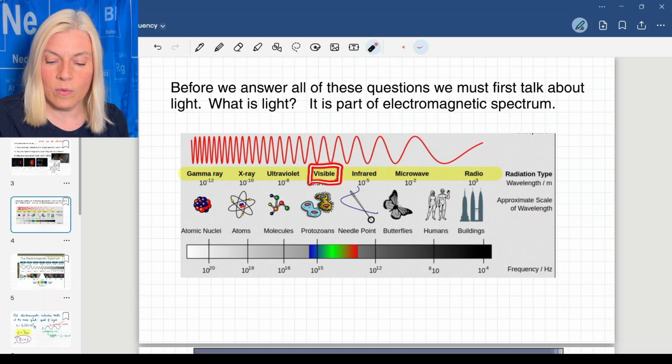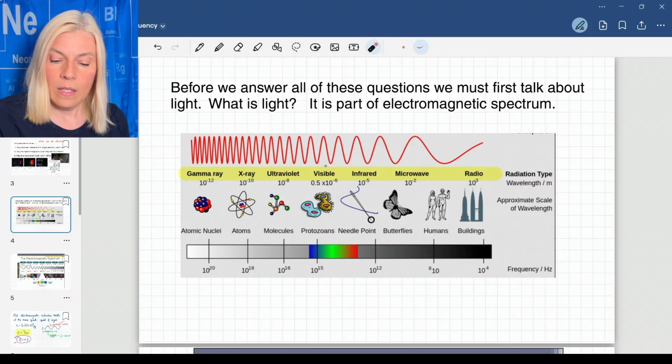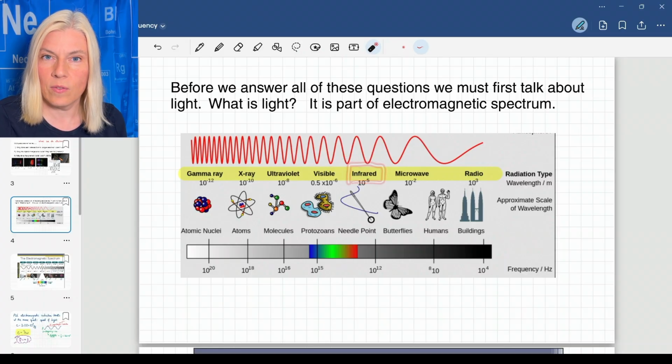We know visible. Visible light is right here, and visible light is the colors of a rainbow. One end of a rainbow is red and one end is violet. So next to red, what type of radiation has the word red in it? Infrared. Infrared is right here. So next to visible light is infrared.